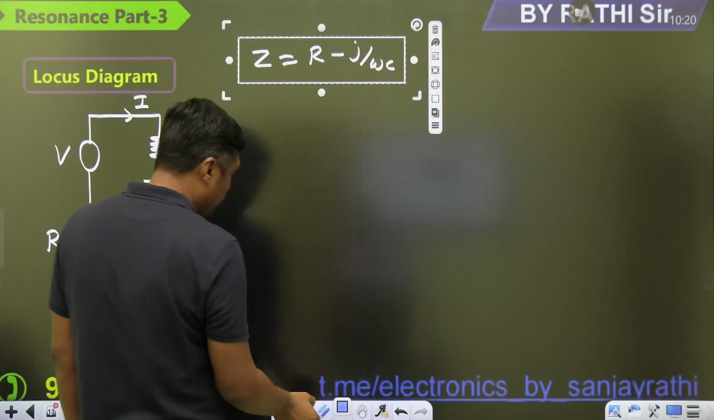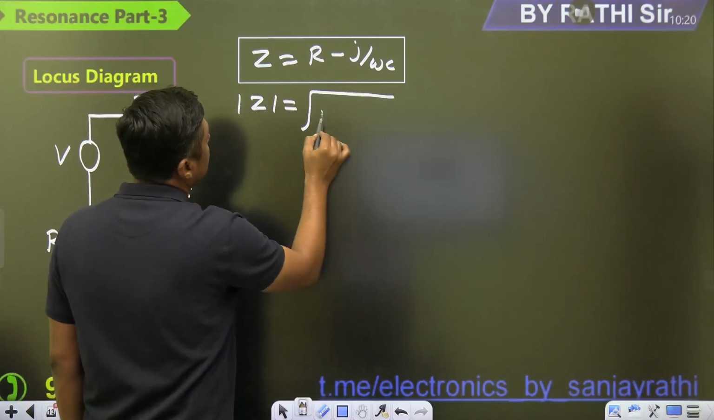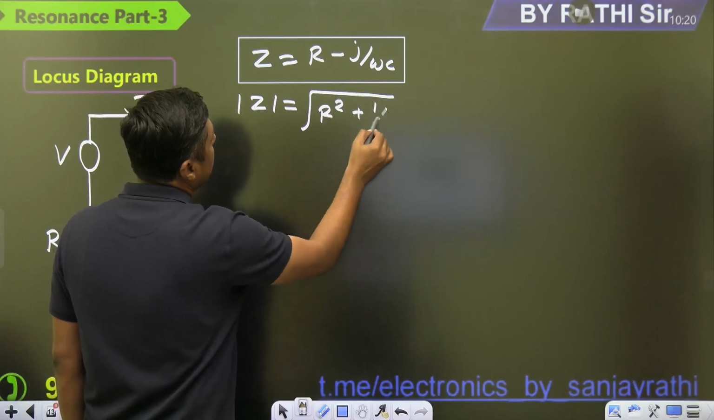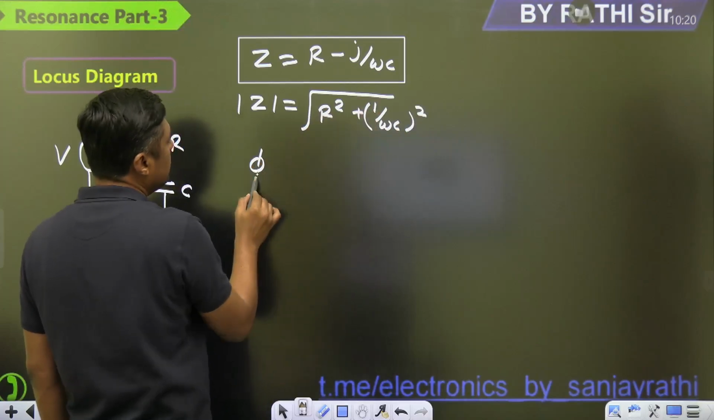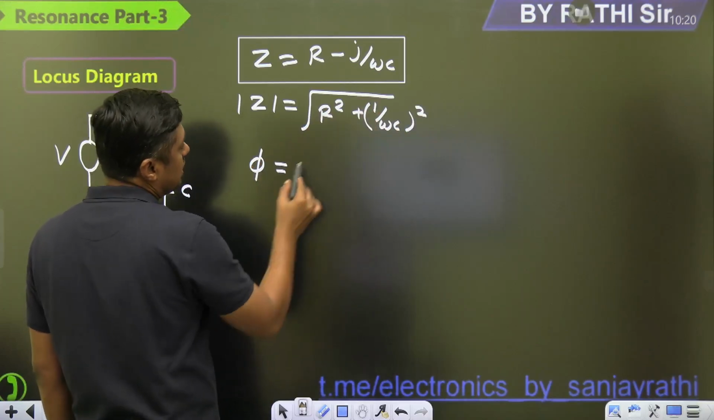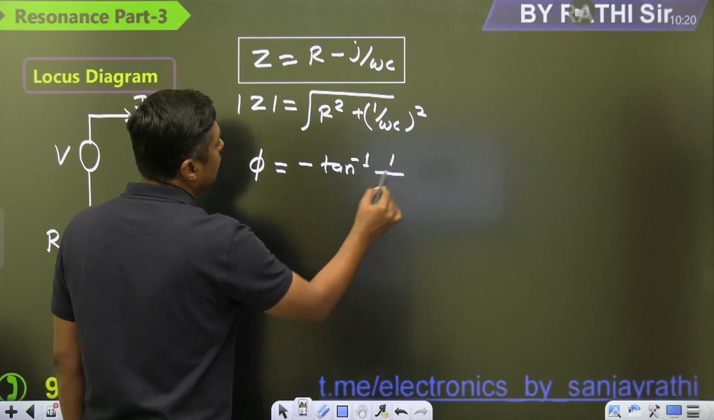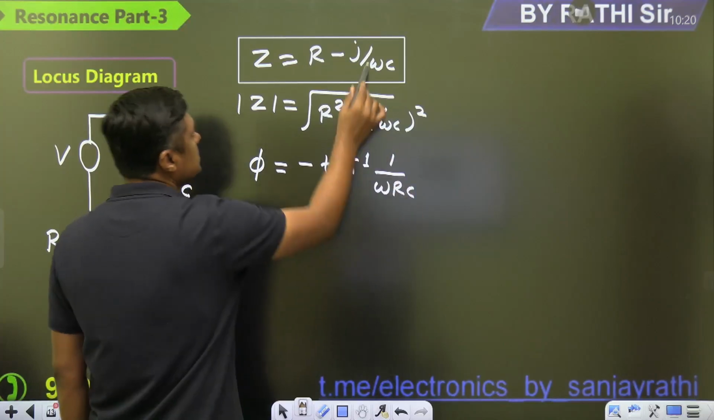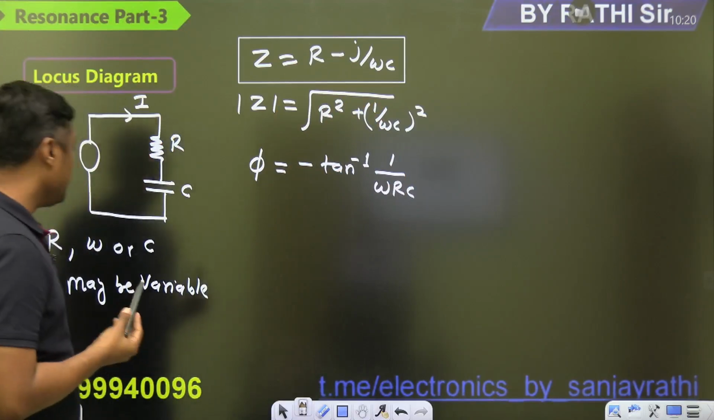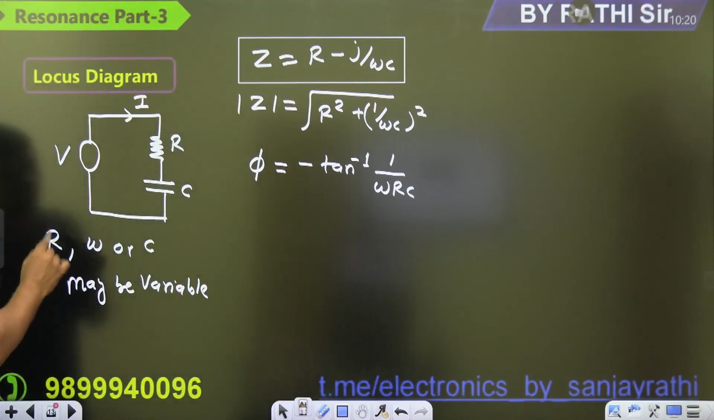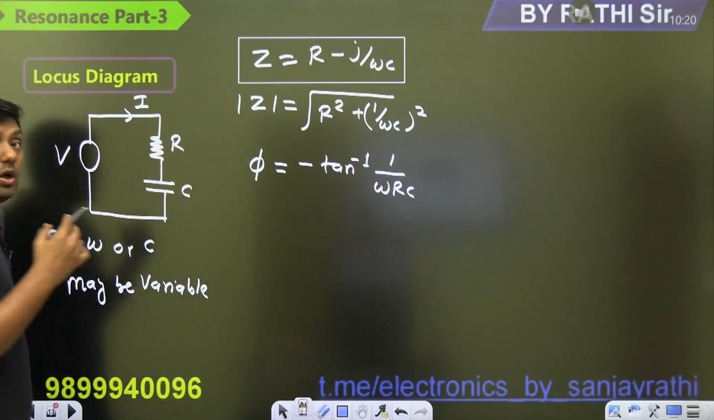So what is the magnitude of the impedance? Root over R square plus (1 by omega C) square. Now phase of the Z will also vary. What is the phase? Minus tan inverse 1 by omega RC, imaginary part upon real part. This also varies. If R varies or omega varies or C varies, magnitude will vary, phi will vary.